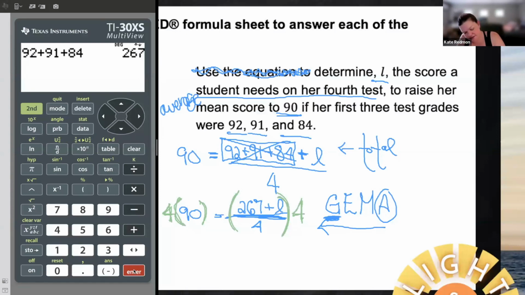4 times 90, you can do it in your calculator if you need to. Maybe I should do it in my calculator considering how many things I've made mistakes on already today. Oh, what did I do, you guys? Oh, 4 times 90. Dear Lord, I'm struggling so bad. Is 360, and that's going to be equivalent or equal to whatever I get on the right-hand side. Multiplying by 4 and dividing by 4 cancel. This just got a whole lot prettier.